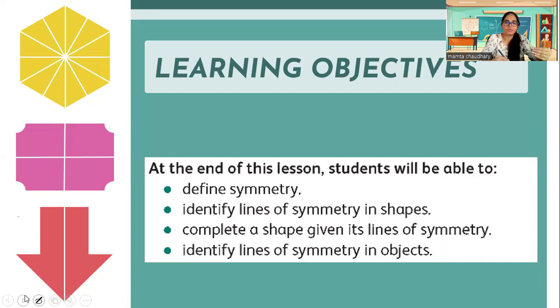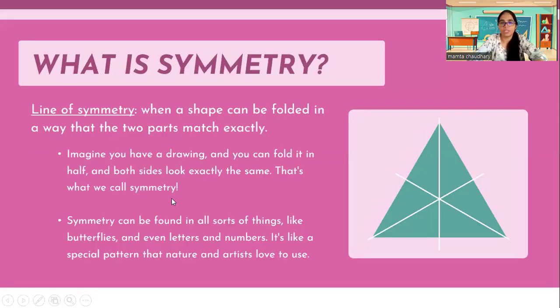Okay. Now next, what is symmetry? Just now we have seen that when a shape can be folded in a way that two parts match exactly, it means two parts are identical, when we can superimpose one part on the other. Superimpose means exactly overlapping. Then it is called symmetry. Now imagine you have a drawing and you can fold it in half, but both sides look exactly the same. That's what we call symmetry.